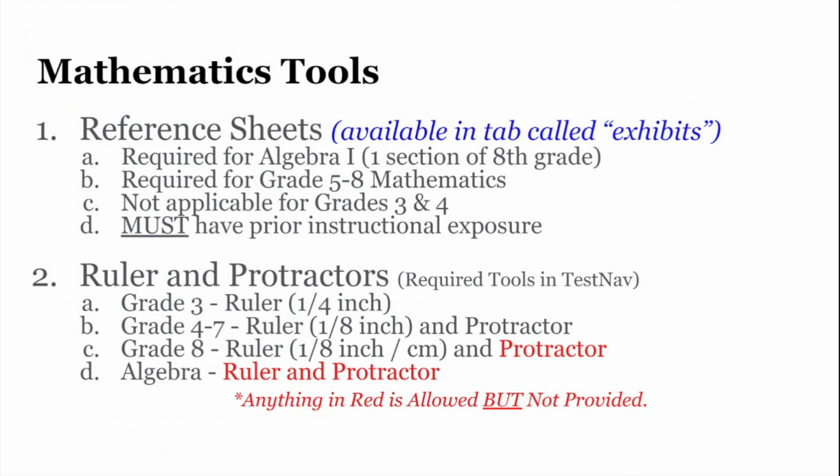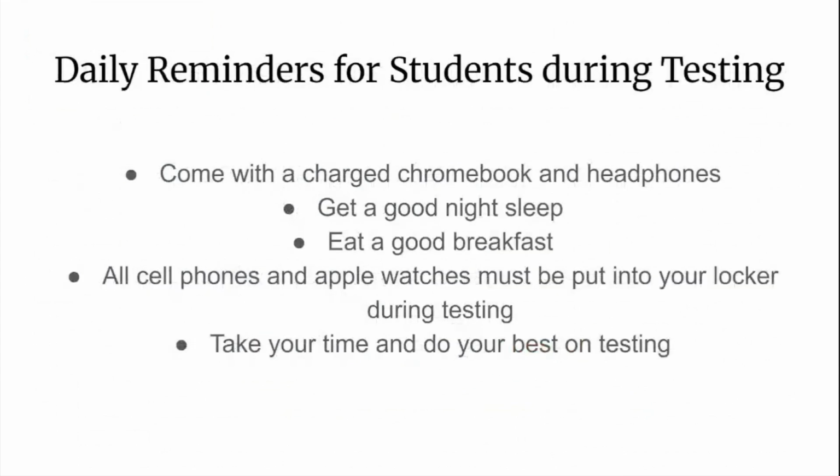Rulers and protractors, required tools in TestNav. Grade 3, it would be a 1/4 inch ruler. Grade 4 through 7, it's a 1/8 inch ruler and a protractor. Grade 8, it's a 1/8 inch ruler that includes centimeters also. The protractor is not required. Anything in red is allowed, but not provided. So a protractor is allowed for grade 8, but it's not needed. And then in algebra, a ruler and protractor would be allowed, but not provided.